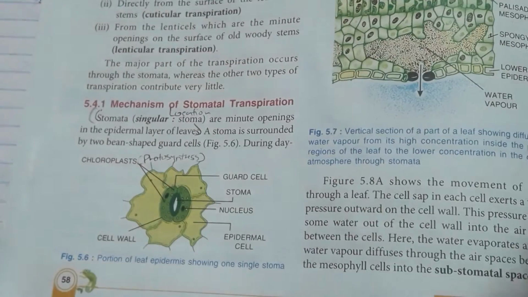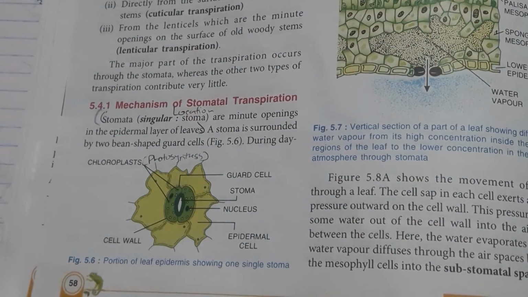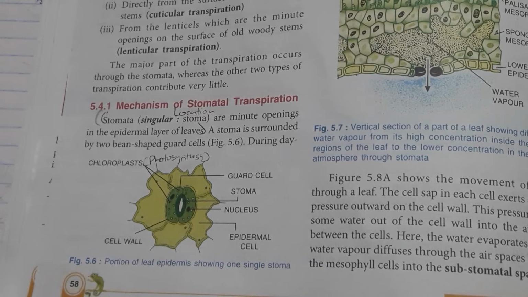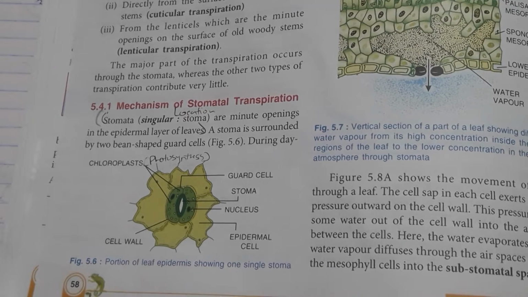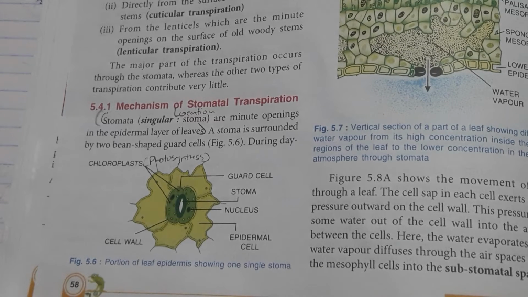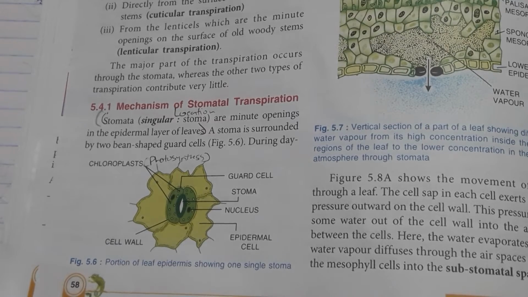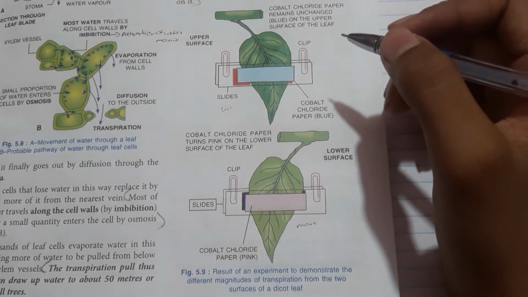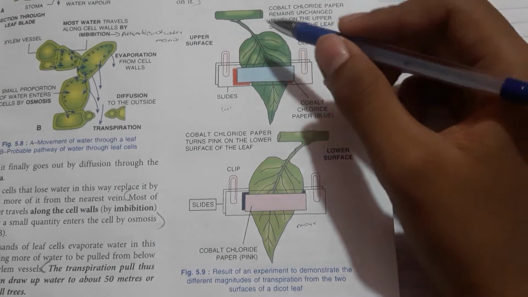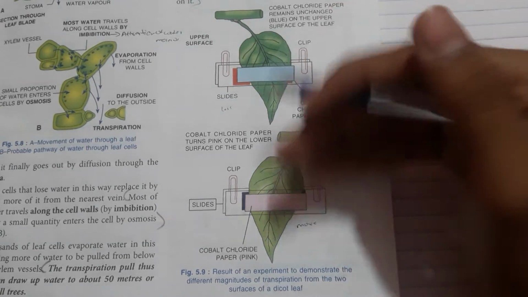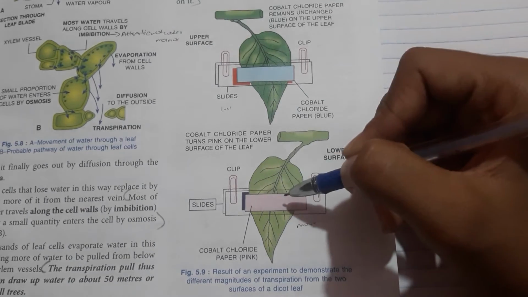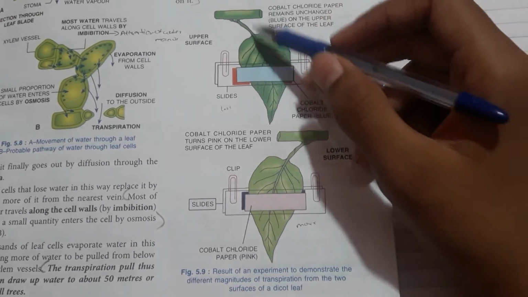This is the portion of leaf epidermis showing one single stomata. There are 1000 to 10,000 stomata per square centimeter, so that you can understand how minute the stomata is. And there is another interesting topic in stomatal transpiration, that more transpiration occurs from the lower layer of the leaf when compared to the upper layer of the leaf.